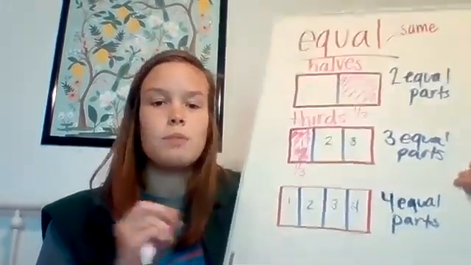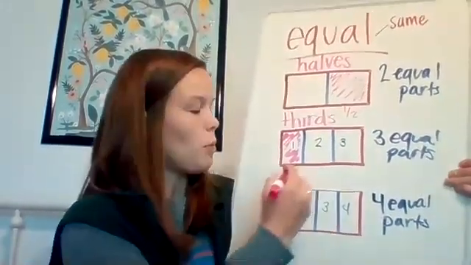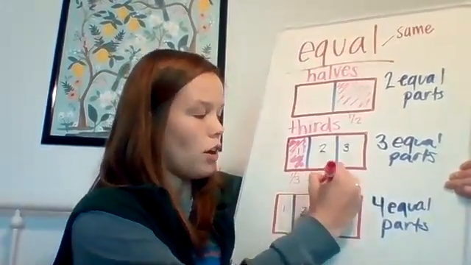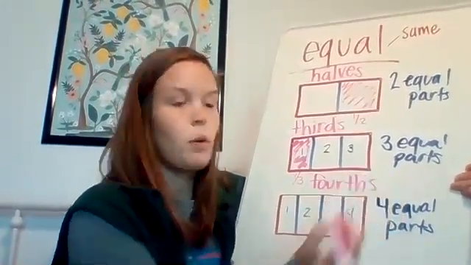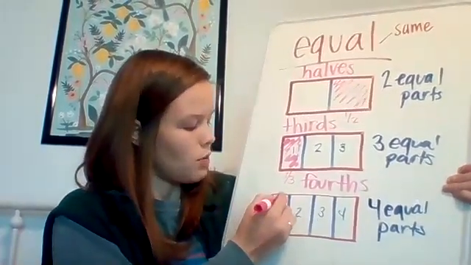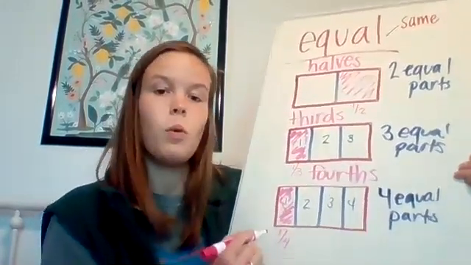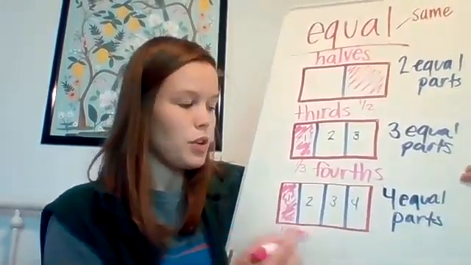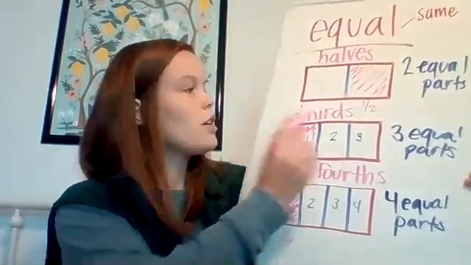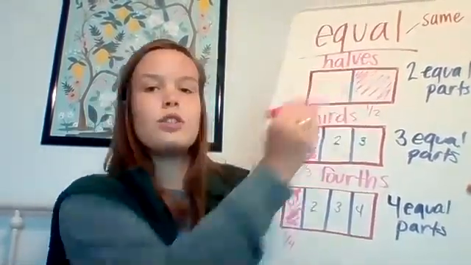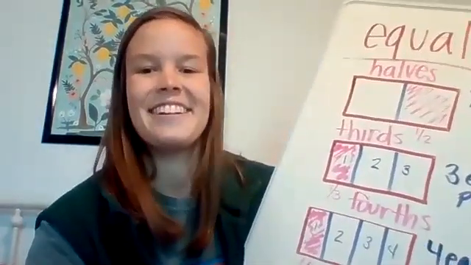Now, when we break something into 4 equal parts, it is going to be called fourths. And when I shade one of those equal parts, it's going to be 1/4. So when you have 4 equal parts, it's called fourths, 3 equal parts thirds, and 2 equal parts halves. Good job, guys.